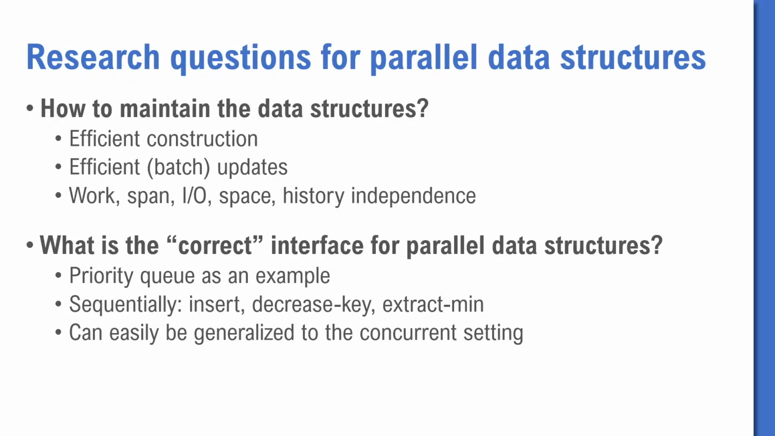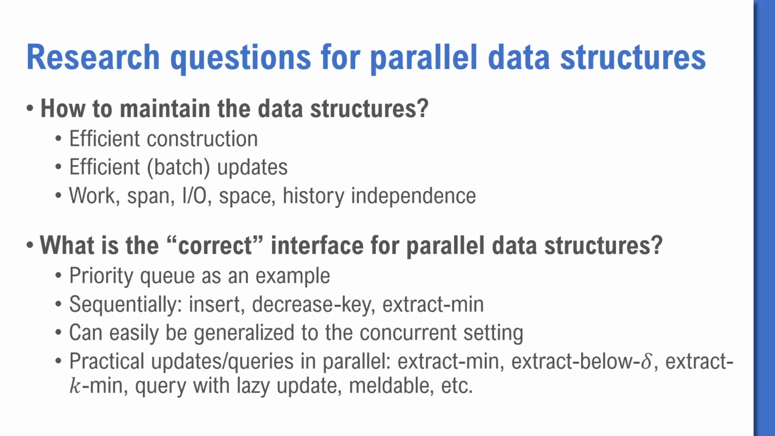But in a parallel setting, you can still have extract min, but then you can only extract one element at a time. Usually that doesn't give you a lot of parallelism. You can consider extracting many of them. It can be below a certain threshold. In the previous example, you want to extract rho or k elements that are smallest all at the same time. And sequentially, you also have these mergeable heaps, these lazy updates, all these fancy ideas. How do they map to the parallel setting? And those are the interesting questions.